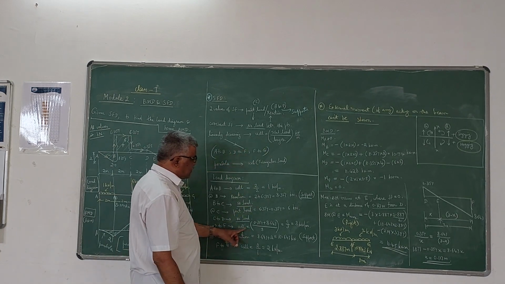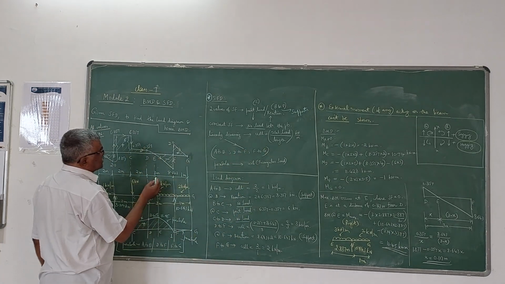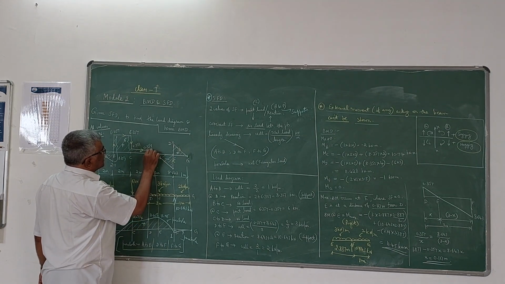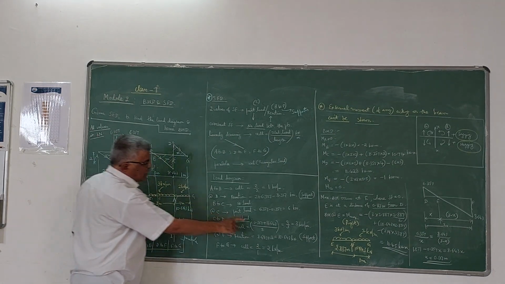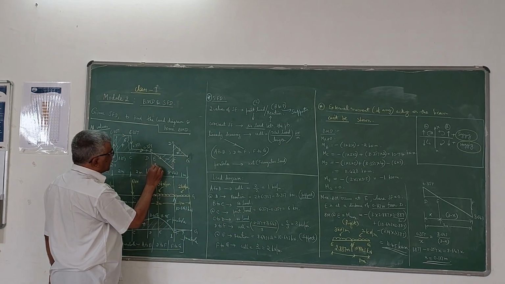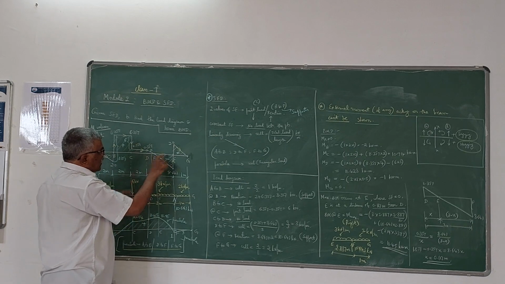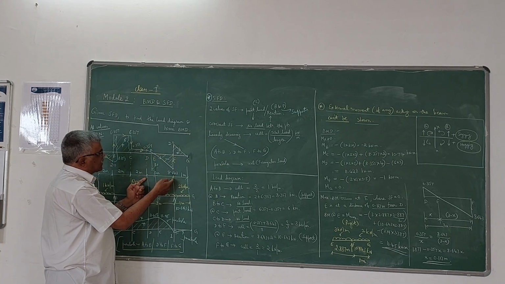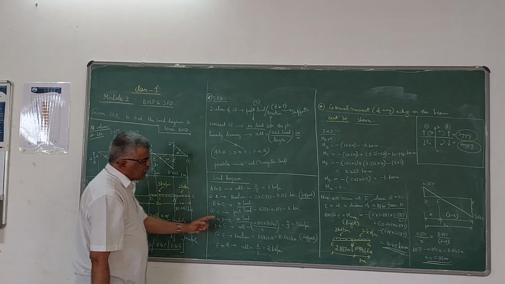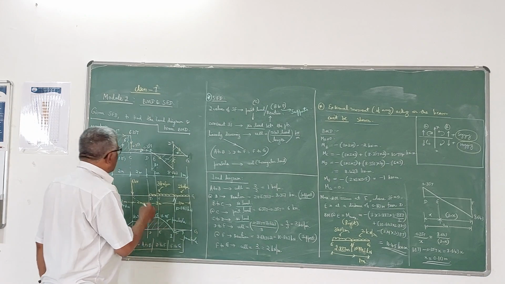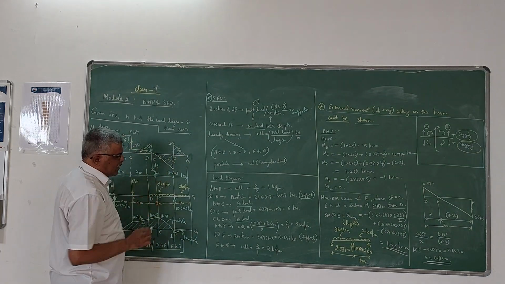So what is the intensity of the UDL? The intensity of the UDL is the total load divided by span. The total load is 0.357 plus 8.643, so it comes out to be 9. Span, that is length, is 3 meters from D to F. So 9 divided by 3, 3 kilonewton per meter, is the UDL acting from D to F.